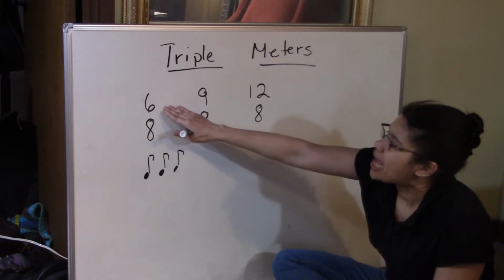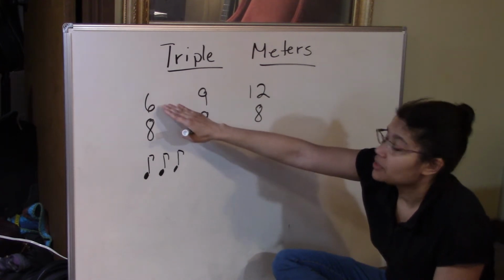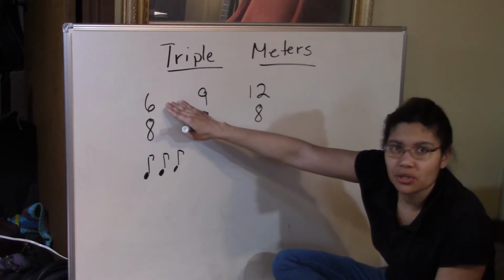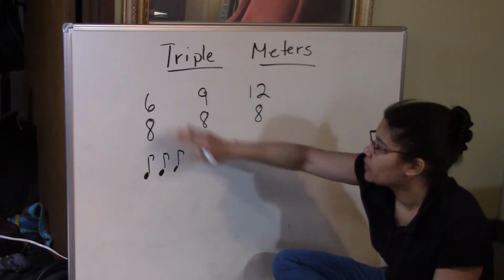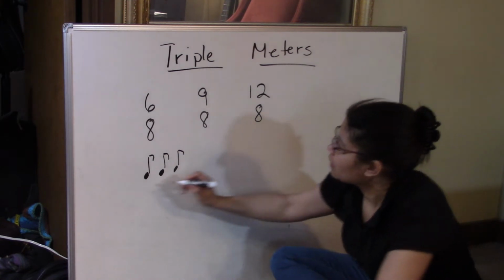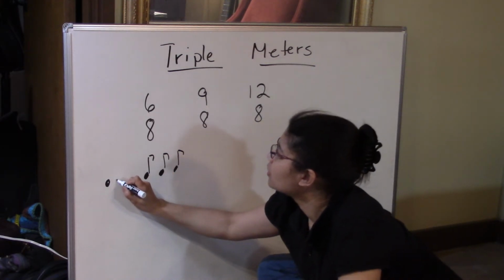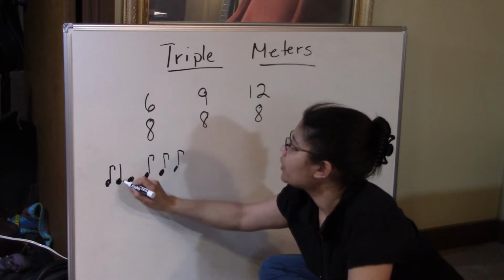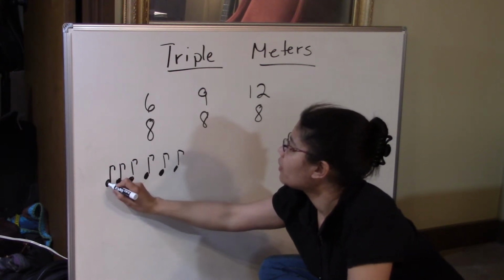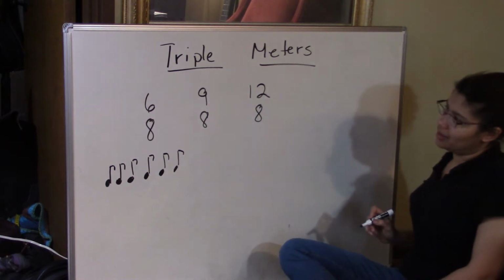We remember that our top number tells us how many beats in a measure. Right now we see 6 here. So we're going to write, I'm going to finish out. I was going to have all of this written out, but that's okay. All right, we've got 6 beats there.